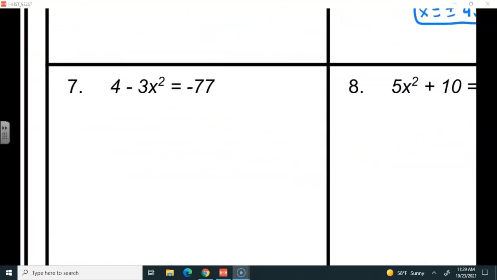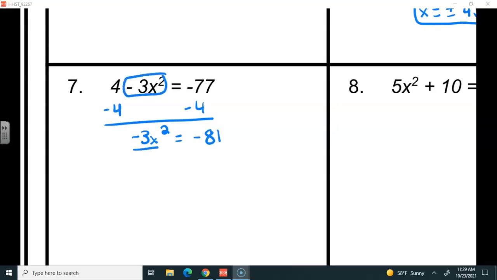Moving on here to number 7. I hope you're doing well with these and pausing the videos and trying these by yourself. We will have practice in class. So we're going to subtract 4. We get negative 3x squared equals negative 81. Don't forget when you do this problem to bring that negative down with the 3. That's a common mistake. Divide by negative 3. X squared equals 27.